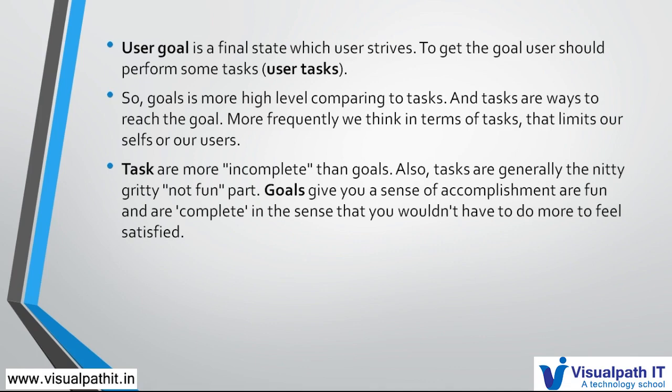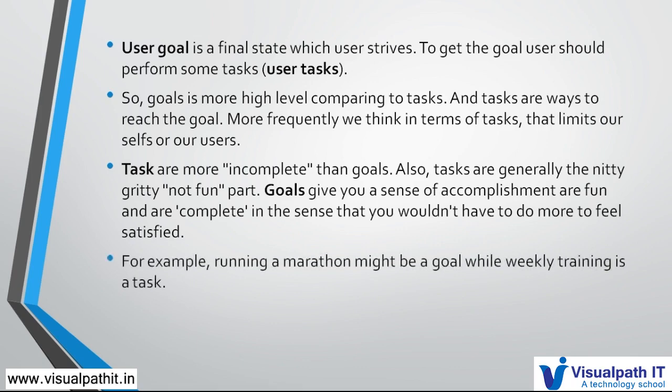Of course, this is all subjective. Sometimes a task can be an intermediate goal, like the marathon example. An intermediate goal or task could be to run a half marathon. For example, running a marathon might be a goal, while weekly training is a task.